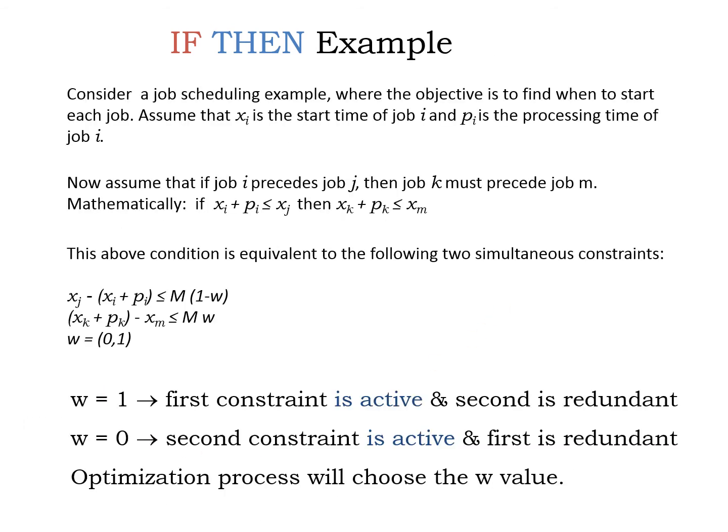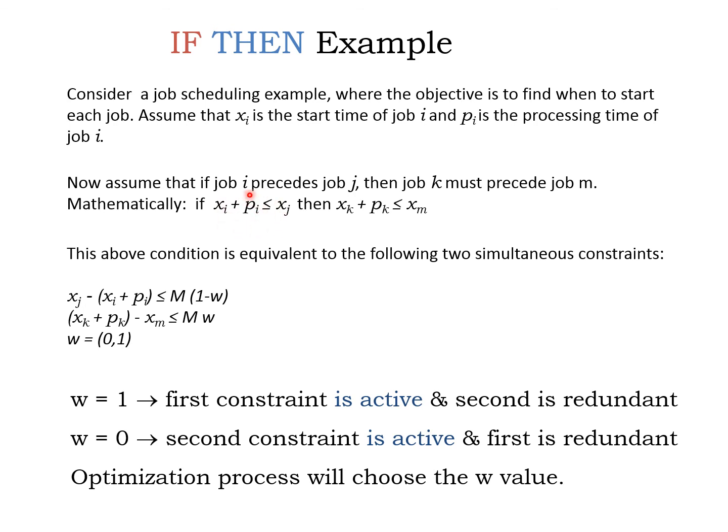Here's an example of this if-then scenario. Let's assume that xi means the start of job i, and that's a decision variable, while pi is the processing time of job i. So this is a scheduling problem, and here's the logical statement. If job i precedes job j, that means it happens before job j, then k must be before m. If i is before j, that means the start time of job i, xi, plus the processing time of job i, pi, is the finish time, actually.